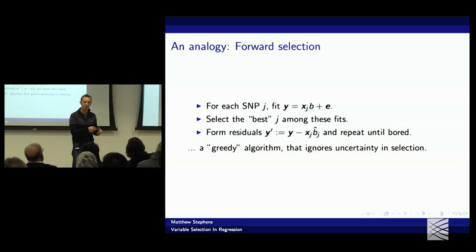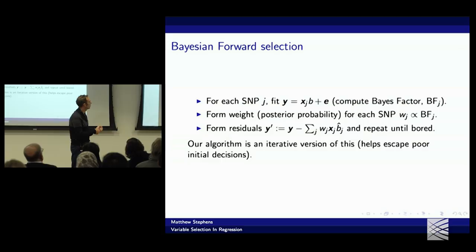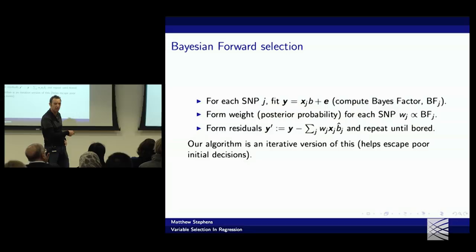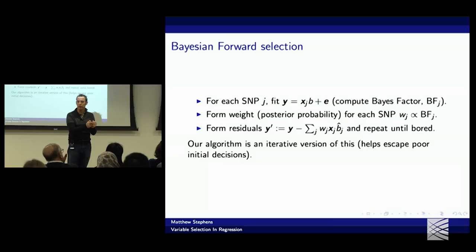It's a greedy algorithm, because it chooses the best one at each point, and it ignores the uncertainty in the selection. So what we're doing is what I want to call Bayesian forward selection. You do the same thing: for each SNP, you fit this model, but instead of computing the best one, you compute a Bayes factor, and that gives you a weight for each SNP. So instead of choosing the best one with weight one, you get a weight on each of the SNPs. If there were two really good ones, you'd get half each. And when you compute the residuals, instead of removing just the best one, you remove a weighted average. That's what our algorithm's doing, except this is just the forward part. Once it gets to L, it goes back to the first one and re-estimates.